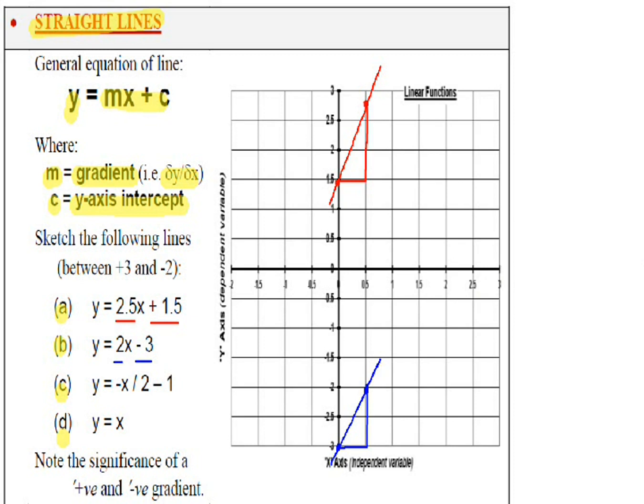Notice the gradient of the red line is steeper than the gradient of the blue line, which of course is expected because the red line has a gradient of 2.5 and the blue line a gradient of 2.